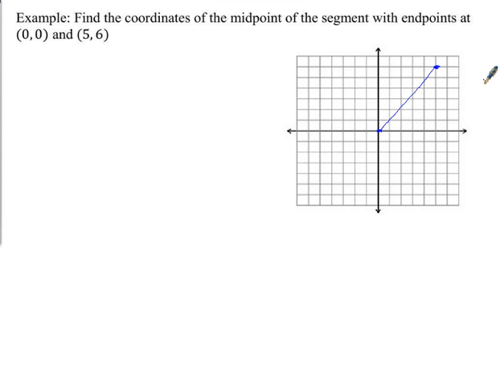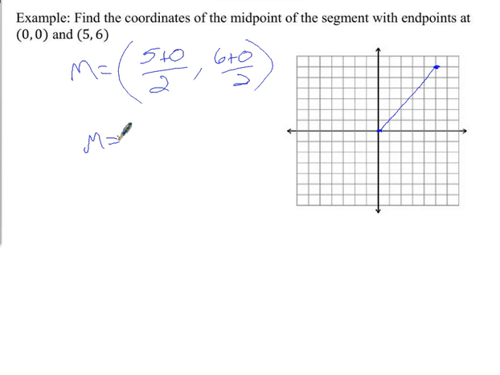So what should we do? M equals, open parentheses. So add your two x coordinates together, and that would be 5 plus 0 divided by 2, comma. Add the y coordinates together, 6 plus 0 divided by 2. So when we simplify that, we have M equals, parentheses, 5 halves, comma, 3. So 5 halves is like 2.5.